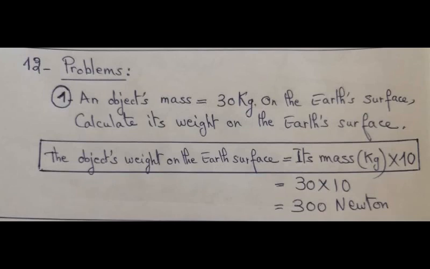هحط القانون أو الإيكويشن أو المعادلة زي ما بتحبوا تسموها. The object's weight on the earth's surface equal its mass by kilogram times 10. واخد بالي من حته باي كيلوجرام، لان هو لو مديني الماس بالجرام لازم احولها الاول الى كيلوجرام، لكن في البروبلم دي هو اوريدي مديني الماس بالكيلوجرام. Equal 30 times 10 equal 300 نيوتن.